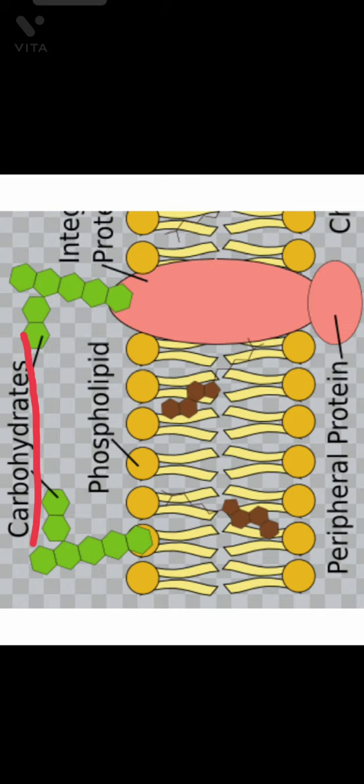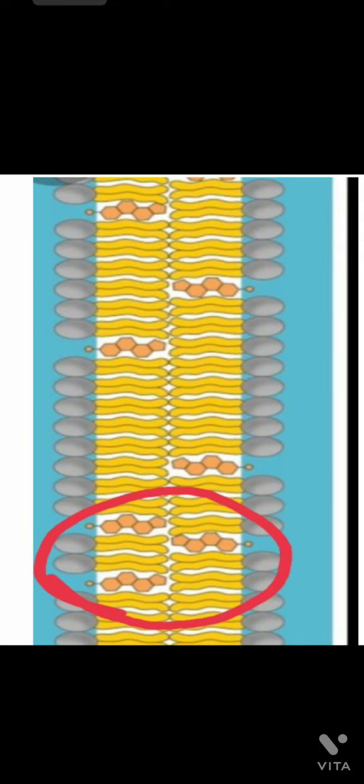Then the fluid mosaic model. What do you mean by the fluid mosaic model? Firstly, fluid means the watery content which is present in the cell or outside the cell. Hence it helps the cell in motility, meaning movement. Proteins or molecules distributed on the cell membrane are called mosaic.